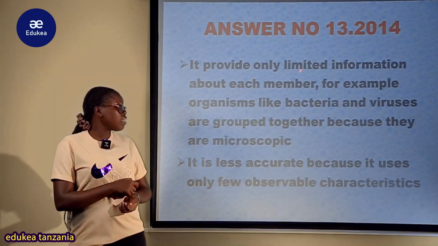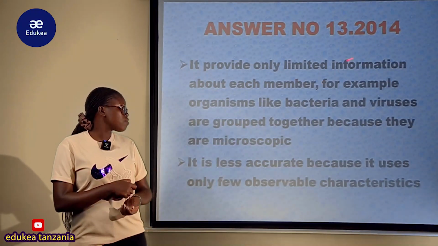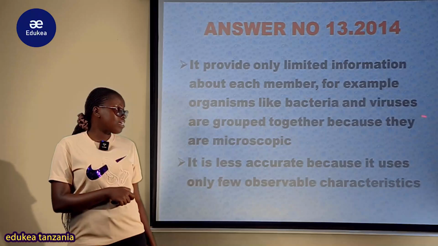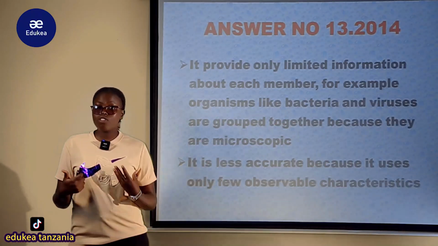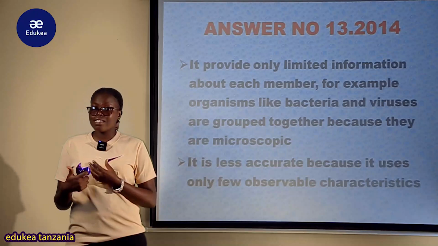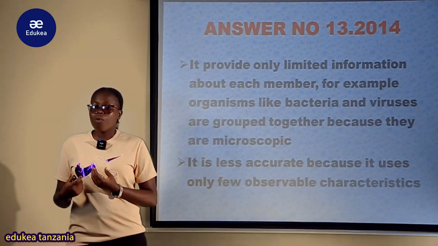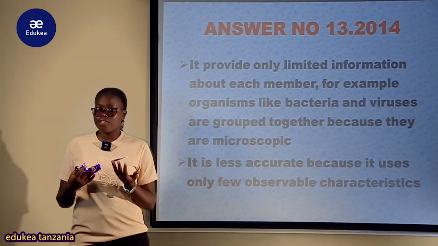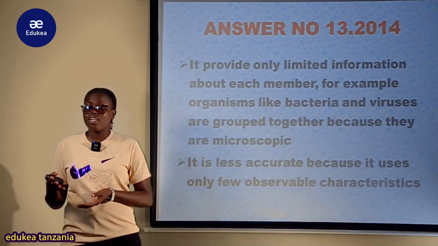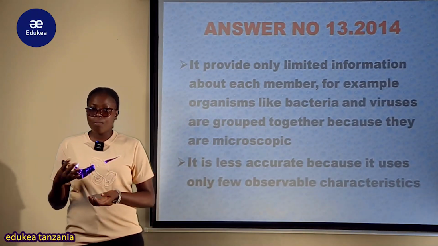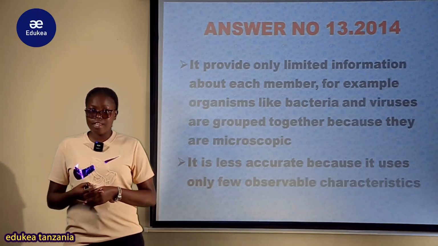Also, it will provide only limited information about each member. For example, organisms like bacteria and viruses are grouped together because they are microscopic. Tumesema kwamba also artificial classification system wanatumia size na shape kuweza classify organism. Kwa mfano in terms of size unajikuta anaclassify bacteria pamoja na virus katika same group kwa sababu wote ni wadogo, because they are microscopic. Kitu ambacho sicho kweli. They just use one criteria.